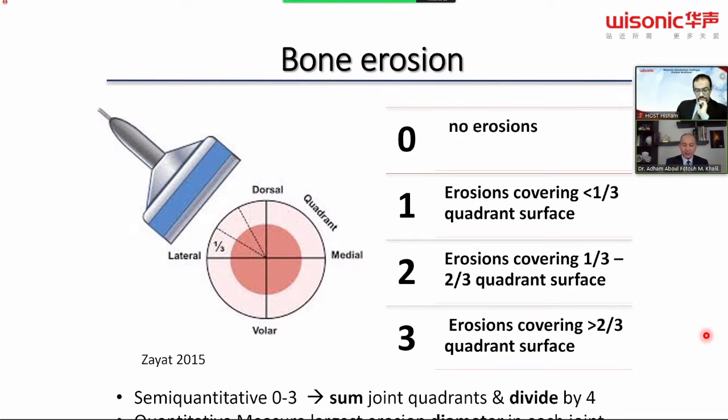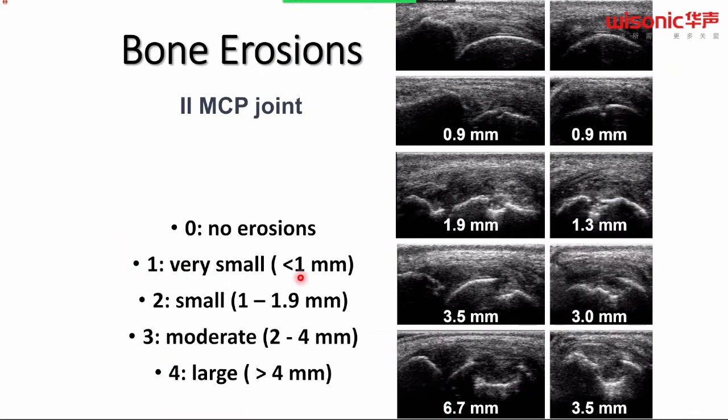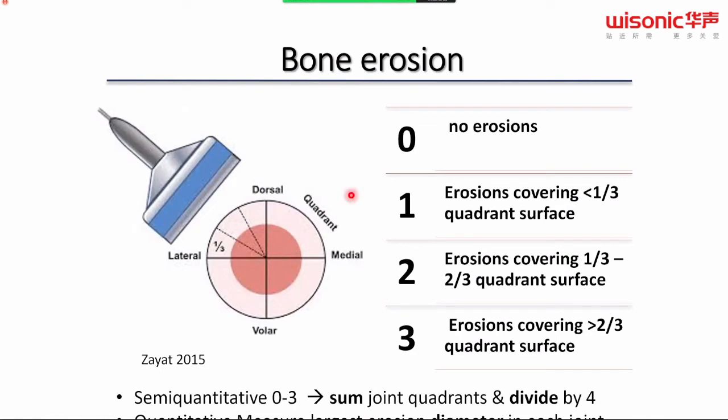Because previously, we used to say that we have a very small erosion below 1 millimeter. Now, with the advancement of the machines and the techniques, we can easily see very, very small erosions, even less than 0.5 millimeter or even 0.1 or 0.2. So probably having a newer bone erosion scoring system is advised. But it's just brainstorming to tell you that you can use a scoring system, whichever one you use.